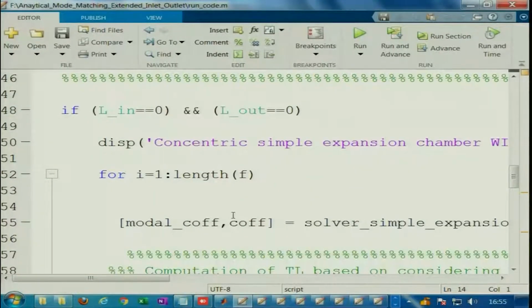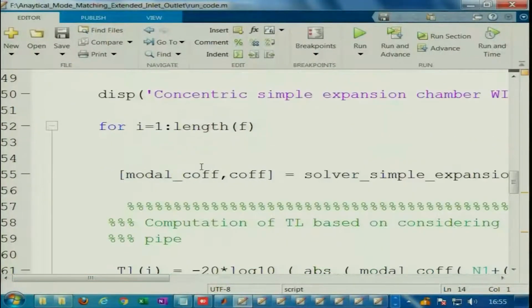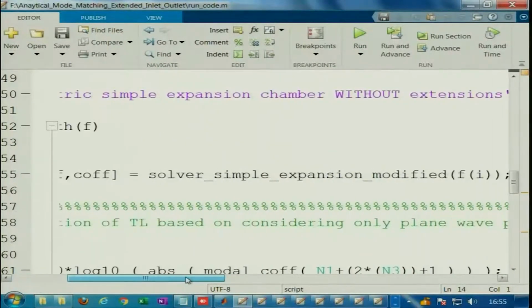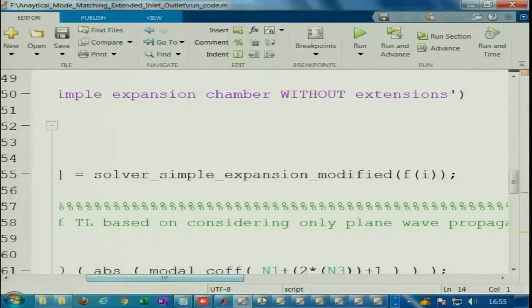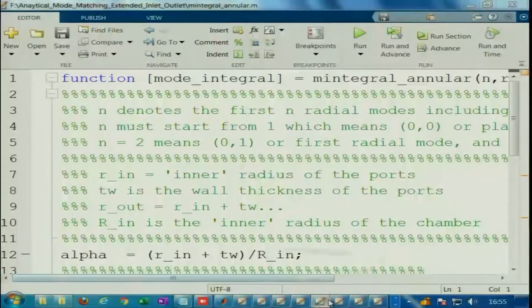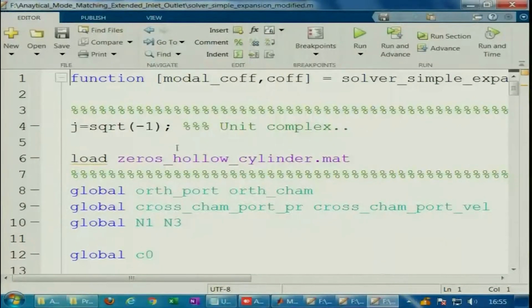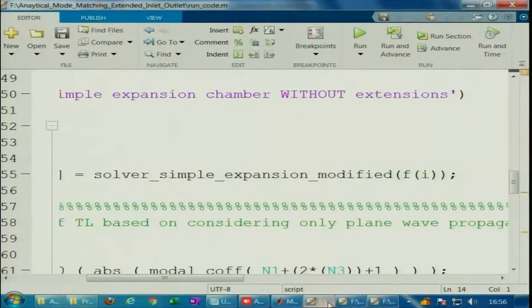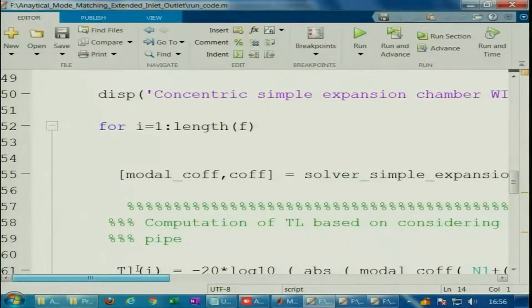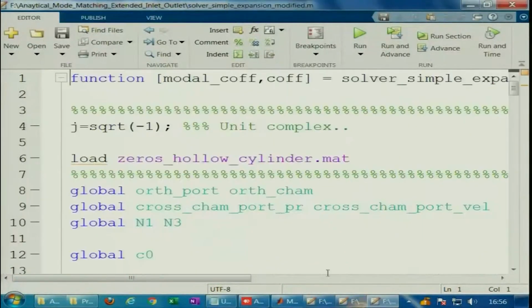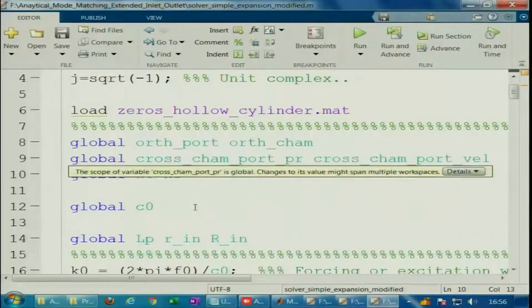So, this is where the actual inversion of the big matrix that I showed you a while ago will happen. If there are no extensions, then we get the simple concentric expansion chamber case, so let us go to this file first, solver underscore simple expansion modified. Do not worry about the modified term just yet. It loads the zeros, and obviously here there is no annular cavity involved. Whatever functions we calculated in the run code file are available here without necessarily passing them, because these are global and their scope is also here.